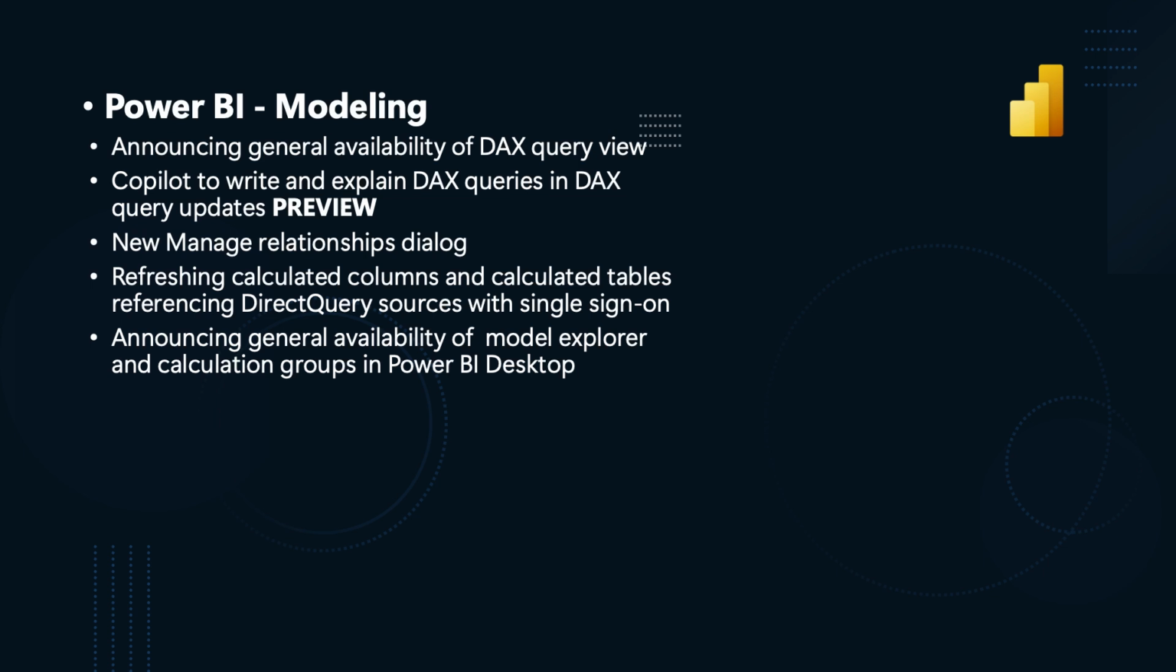This month we introduce the redesigned Manage Relationships dialog in Power BI Desktop. To open the dialog, simply select the Manage Relationships button in the modeling ribbon. Once it's opened, you'll find a comprehensive view of all your relationships, along with their key properties, all in one convenient location. From here, you can create new relationships or edit existing ones.